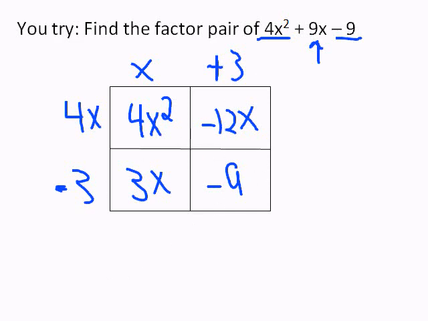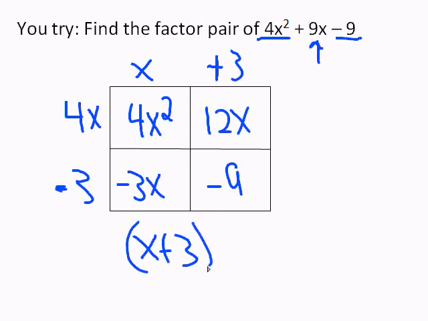But when we multiply our box out again, negative 3 times x is negative 3x. 4x times 3 is 12x. And they do indeed combine together to give us a positive 9x. So our factors are x plus 3 and 4x minus 3. Now you could have written that as 4x minus 3 and then x plus 3. It would have been the same answer.